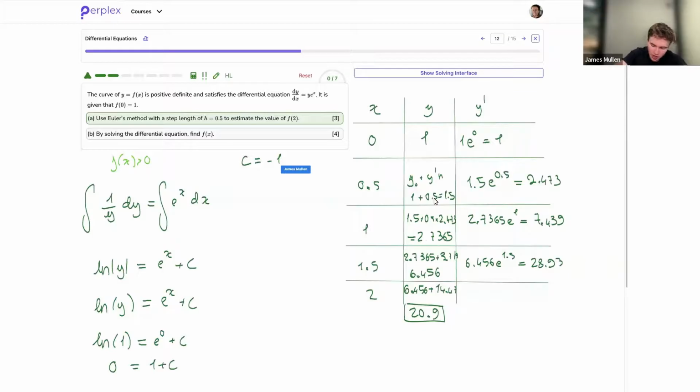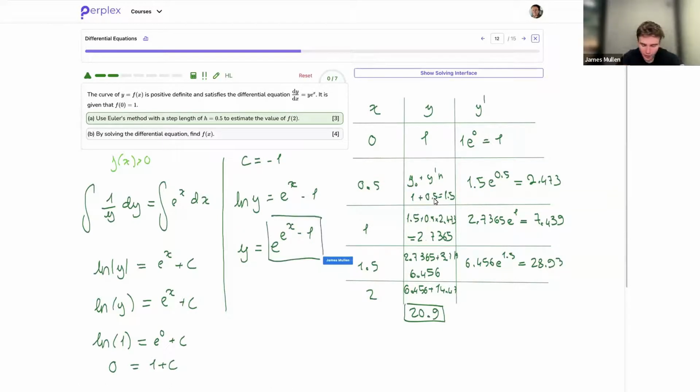All right, so my equation now becomes ln of y is equal to e to the x minus 1, and so y is equal to e to the power of e to the x minus 1. That is my final answer for f of x.